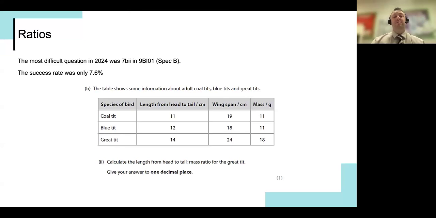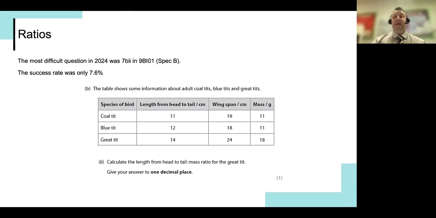So as you can see there, this is from specification B. It was from paper 1, question 7B part 2. They were given some data looking at different species of bird: coal tits, blue tits, and great tits. They were then given some information on the length from head to tail of each species of bird, their wingspan, and their mass.